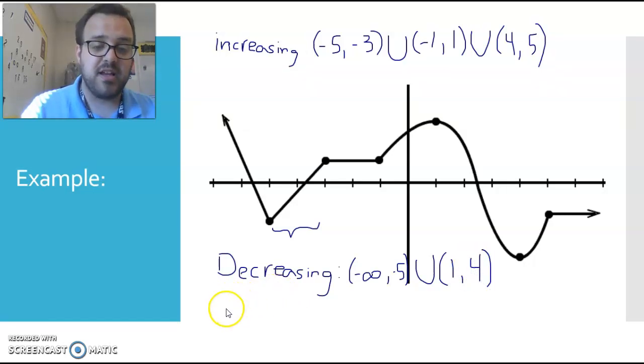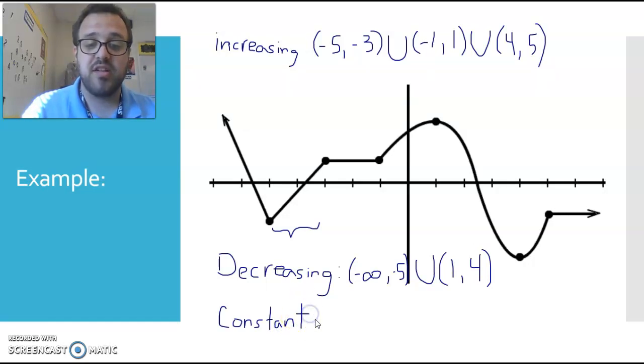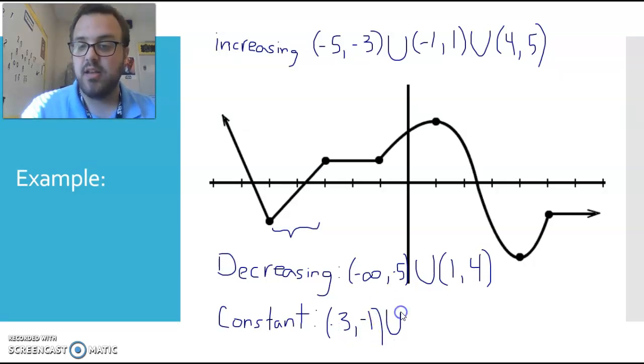The last one I'm going to list out is my constant. For the constant, I am looking for where my function is neither increasing nor decreasing. It's just staying the same the whole way across. And we have a couple intervals for this function where that is occurring as well. It looks like from -3 to -1, my function is constant. And then also it looks like we are constant if I go from 5 out to infinity.